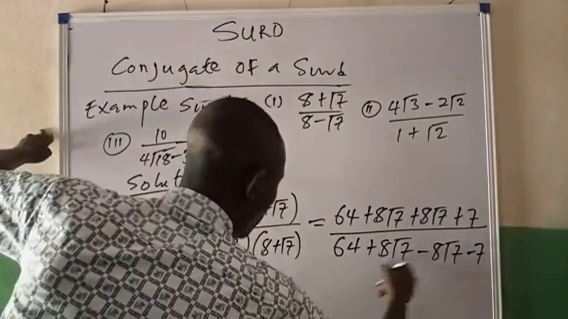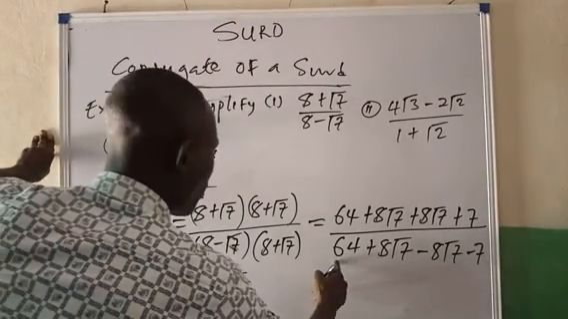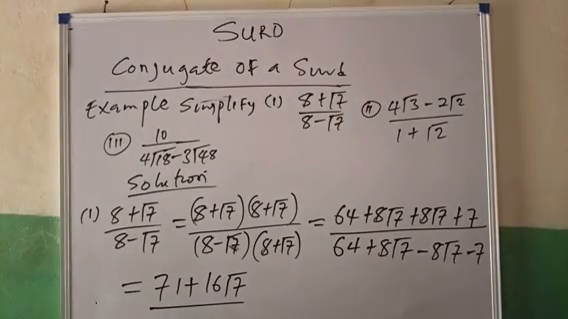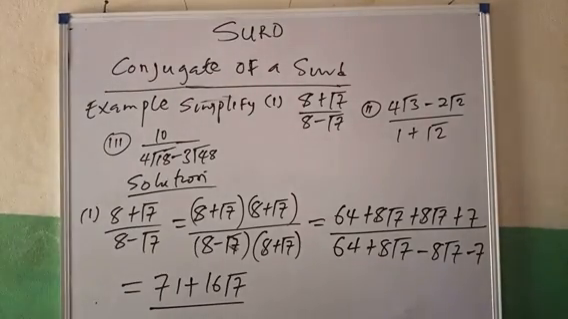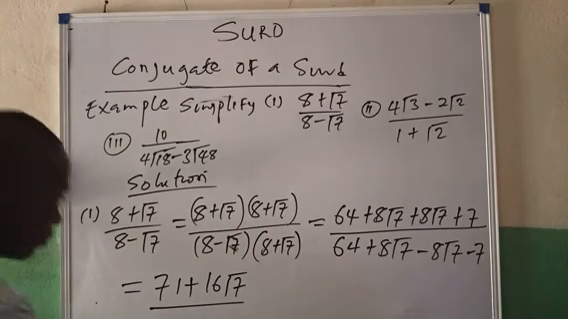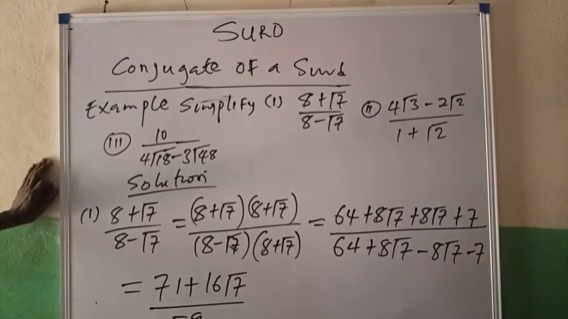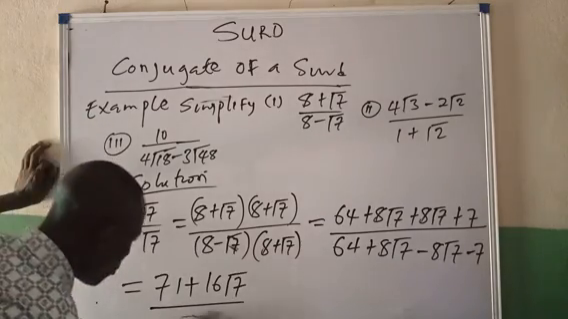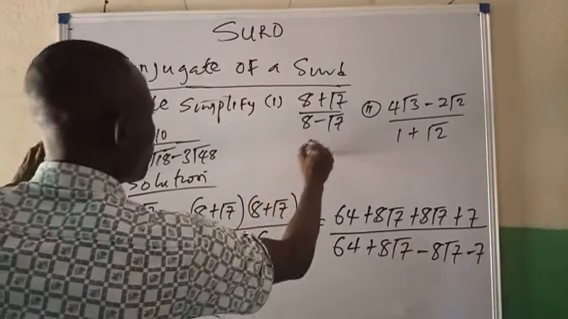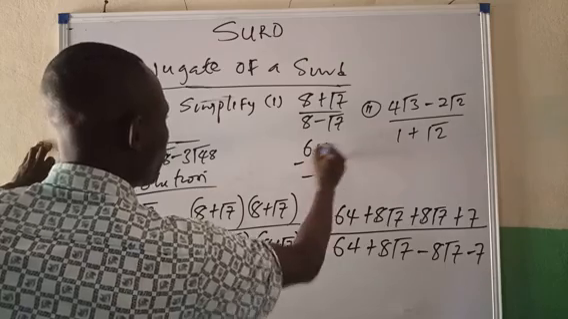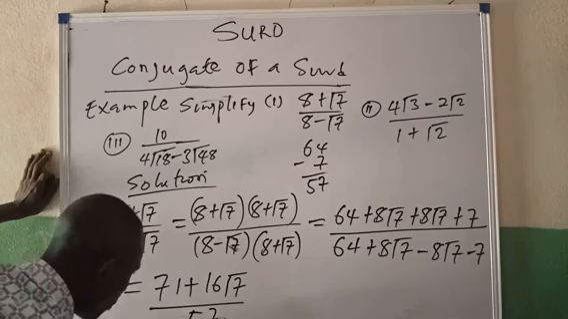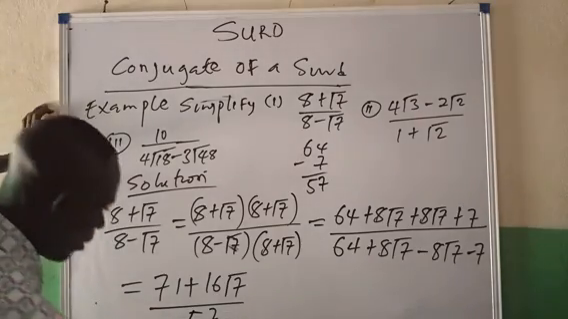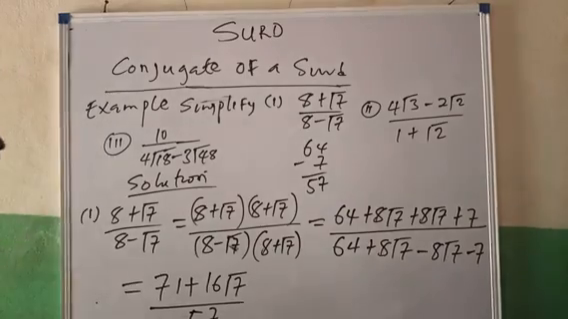this will cancel this, they are the same. 64 minus 7 is 59? Is it 59? No. 64 minus 7 is 57. So we have 57. So our final answer is 71 plus 16 root 7 over 57.